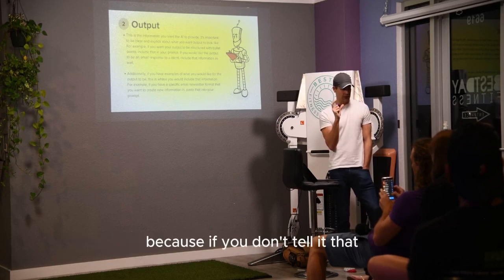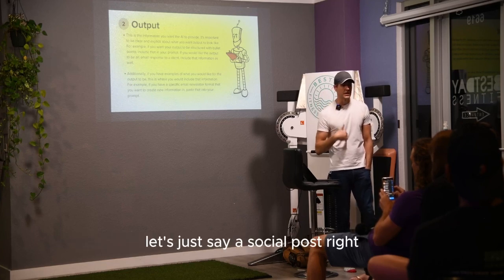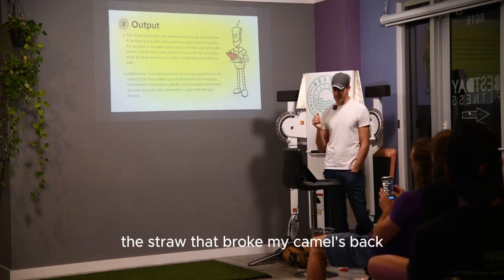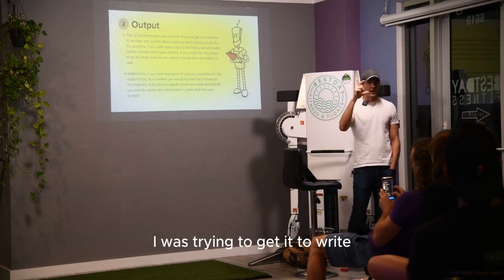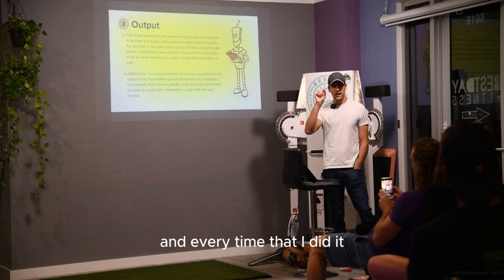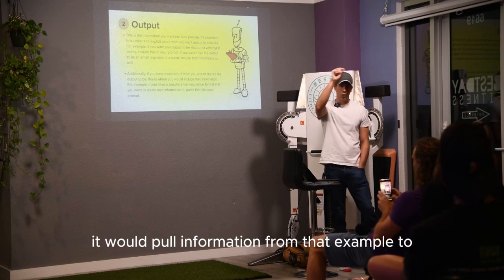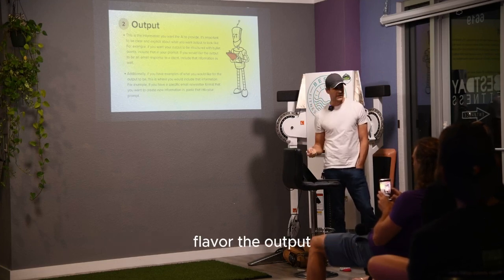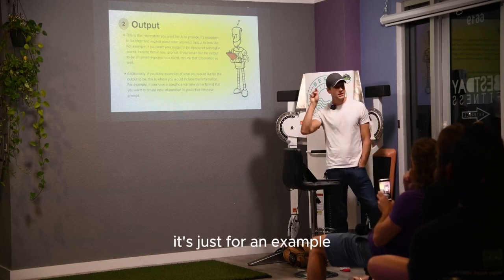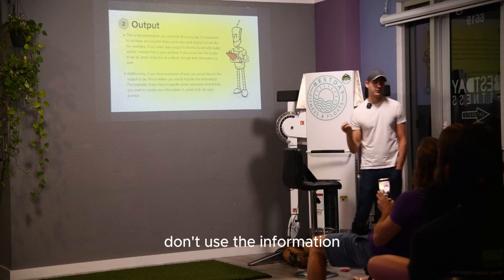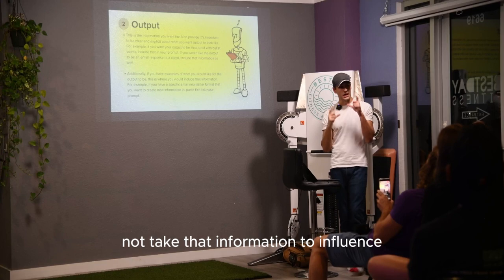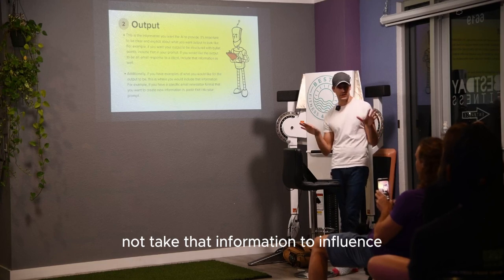Because if you don't tell it that and you give it an example, let's just say a social post, right? This is the example that was finally the straw that broke my camel's back. I was trying to get it to write a specific Instagram post in a certain way, and every time that I did it, it would pull information from that example to flavor the output. And it drove me up the wall. And so finally I was like, don't use it. It's just for an example. Don't use the information. So that is something very important. If you're putting information in there, you need to instruct it to not take that information to influence the output that it's going to give you.